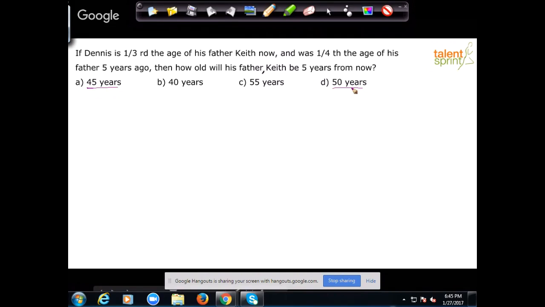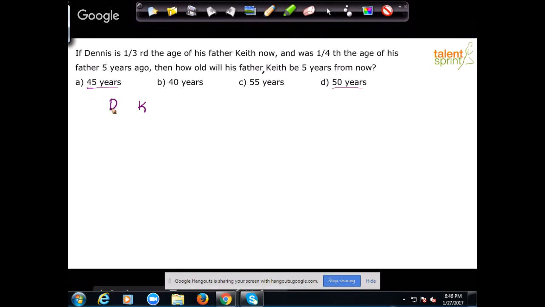Because if you use the smart method, if you use a smart idea, you will be able to crack this in about 5 seconds or maybe 8 seconds, not more than that. So let's see how we do this. Now, if Dennis is 1/3 the age of his father, Kate, now, and was 1/4 the age of his father 5 years ago, then how old will his father be 5 years from now? So we are talking about two persons here, Dennis and Kate.